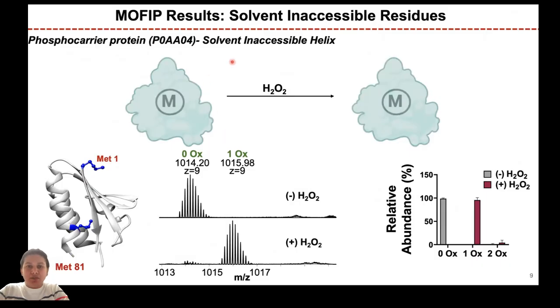Another example of a solvent inaccessible helix is a phosphocarrier protein. That's another E. coli protein having two methionine residues, methionine 1 and methionine 81. Methionine 1 is the N-terminal methionine, whereas methionine 81 is located in a helix. Upon reaction with hydrogen peroxide, we only see a single oxidized species, as demonstrated in the bar plots as well.